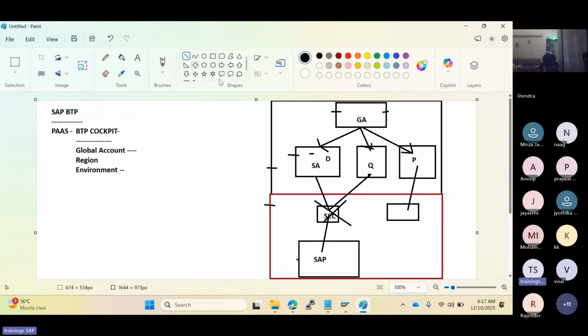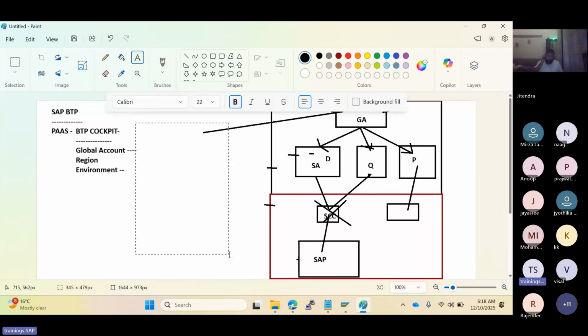Now we know what a global account is, which we will get from SAP. As per our licensing model, the list of services will be in the global account only. So what are the types of global account? There are two types of global accounts you will get here.